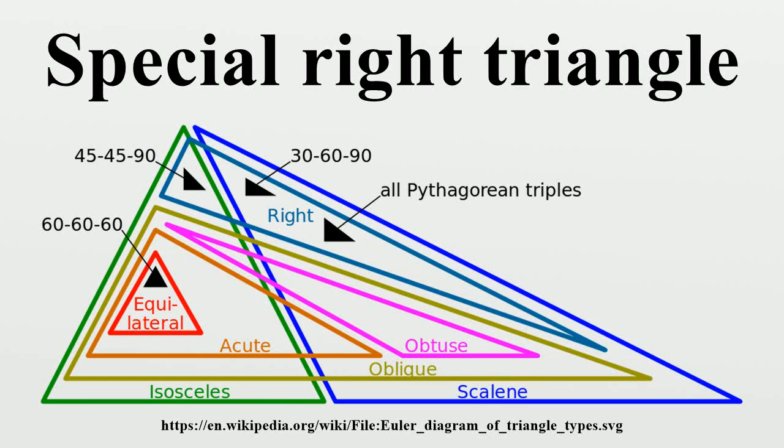A special right triangle is a right triangle with some regular feature that makes calculations on the triangle easier, or for which simple formulas exist. For example, a right triangle may have angles that form simple relationships, such as 45 degrees-45 degrees-90 degrees. This is called an angle-based right triangle.